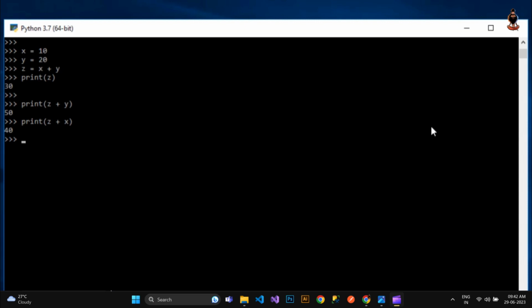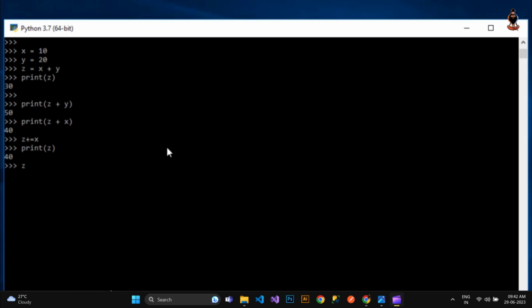Here, if I need to store this value in z itself, what I have to do is z equals to z plus x. What I can do instead is use the shortcut, that is z plus equals to x. This will perform the same as z equals to z plus x. And if I now print z, you will get the same result, 40. So we have done this for addition.